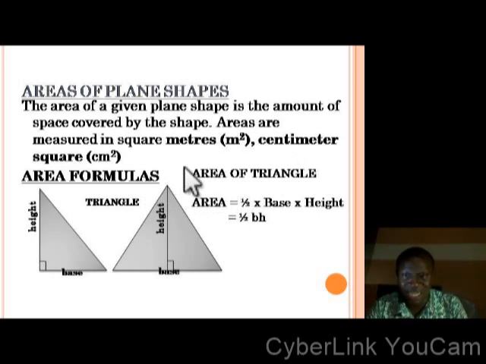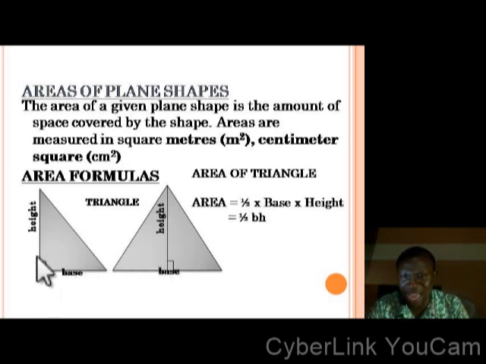Area formulas. Let's identify the formulas. Area of a triangle. You can see the varying kinds of triangle here. This one is a triangle. This one is a triangle. This one is a right angle triangle. This one is another kind of right angle triangle, but they are doubled here, as you can see. Both of them are triangles. So sometimes a question may be given to you in this form or in this form. We give the same approach to both of them.